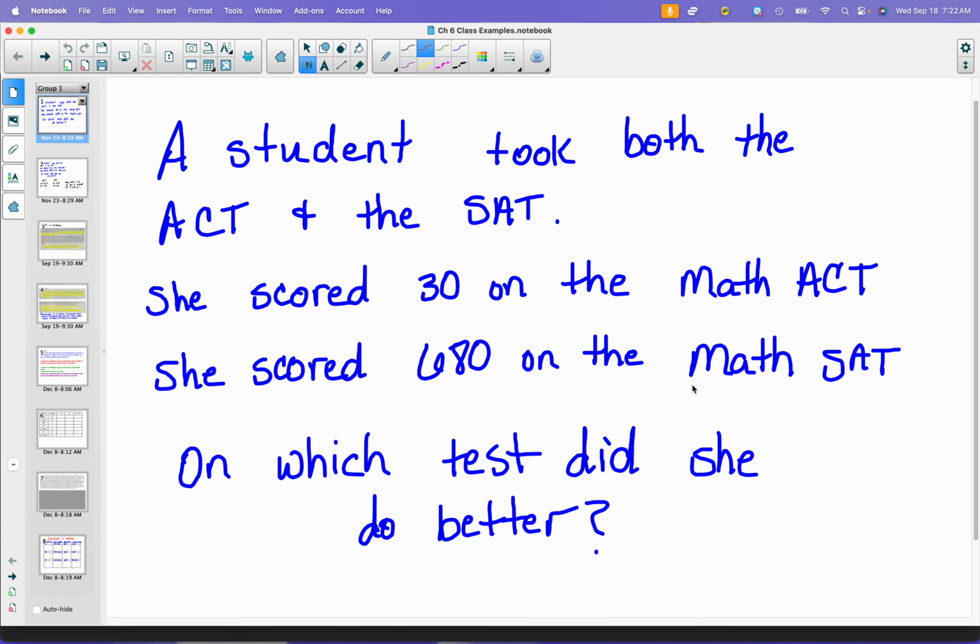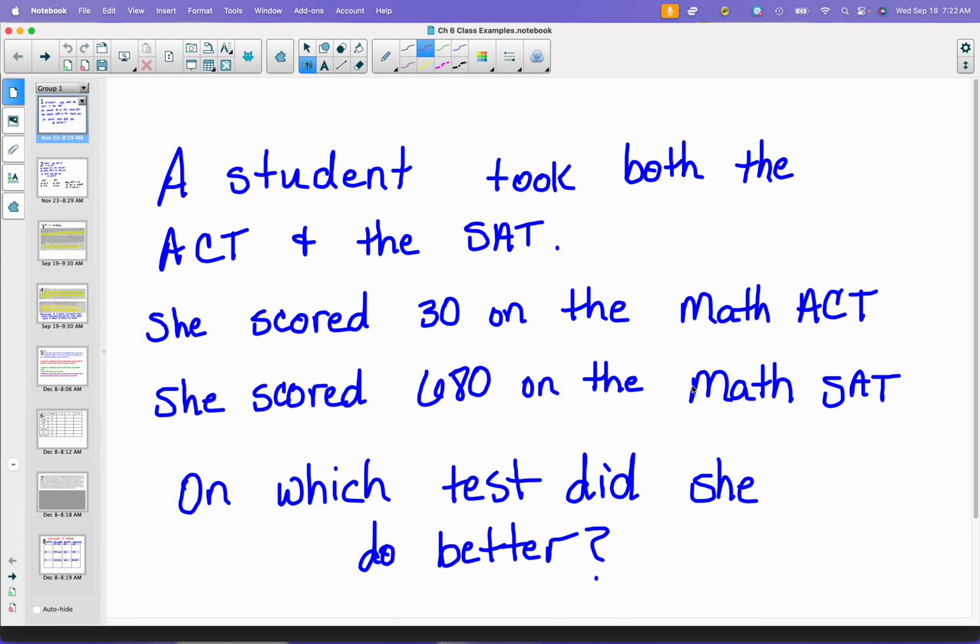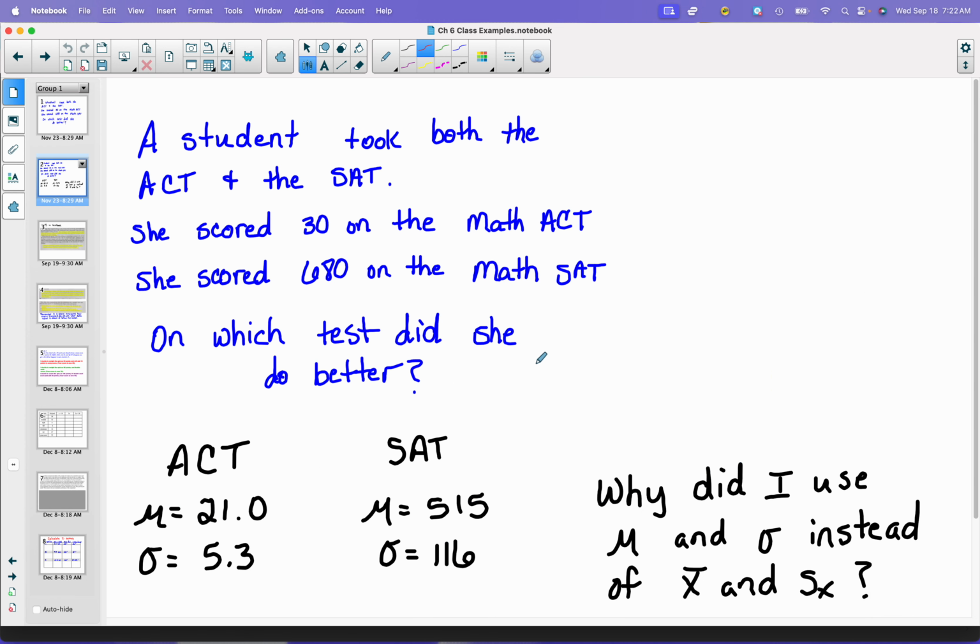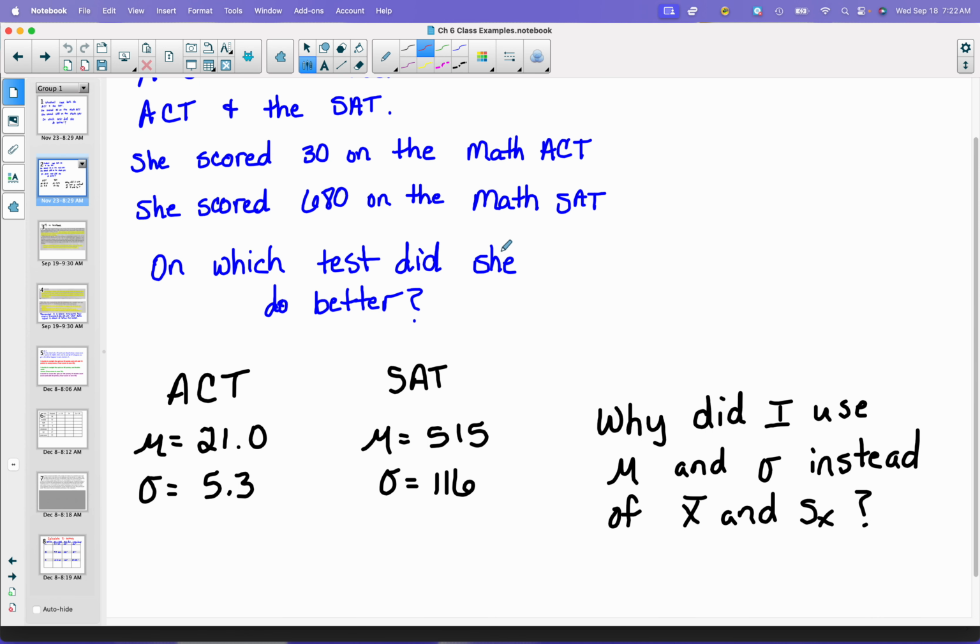So, we're going to have some information. Some of the information we're going to need to know is what's average, what's common, what's the average score, and also we would need to know the standard deviation. So here's the information that I have. I don't know which particular year this was, but for the ACT, this is the mean for the math, and this is the standard deviation for the math. And for the SAT, I have the mean and the standard deviation.